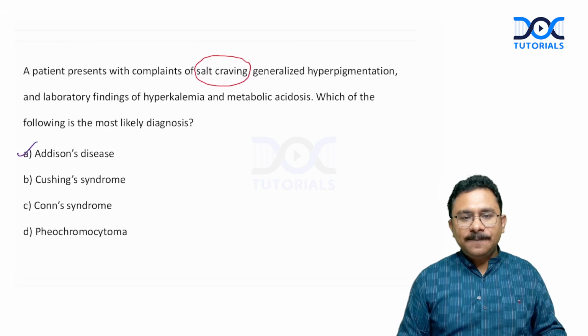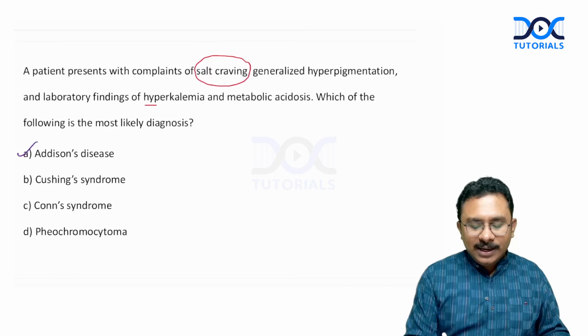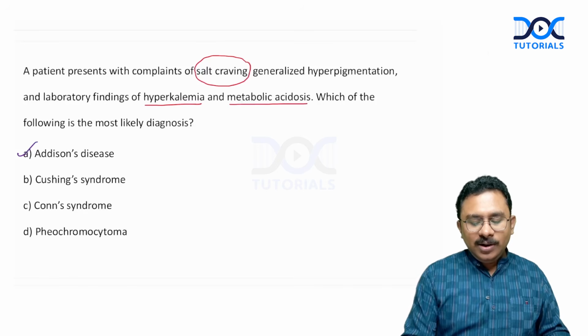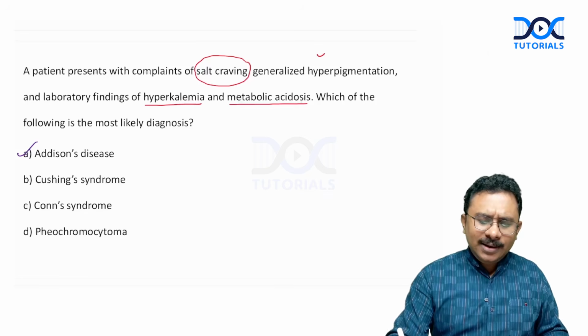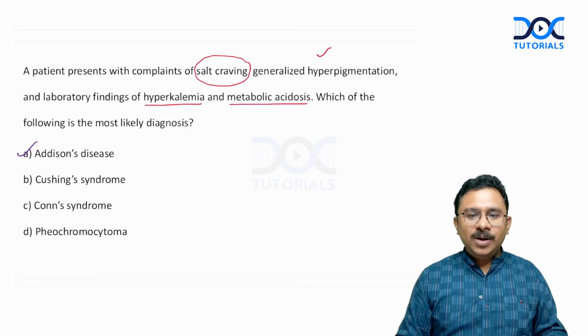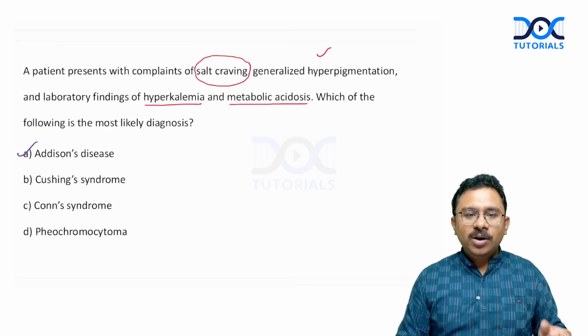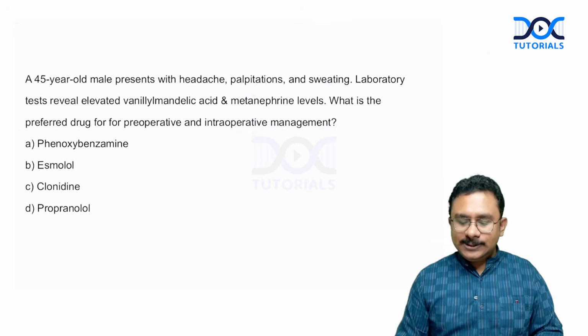Aldosterone deficiency. So you can very well explain the salt craving, the hyperkalemia, and the metabolic acidosis, all three, by aldosterone deficiency. And again, the excess ACTH is responsible for the generalized hyperpigmentation, right? So that is what you will see in this particular case. Answer is option A, Addison's disease.